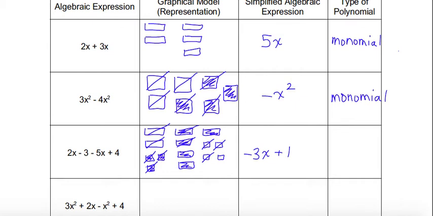This expression has two terms. So it has two terms separated by an addition sign. So because it's two terms, I write that as a binomial.